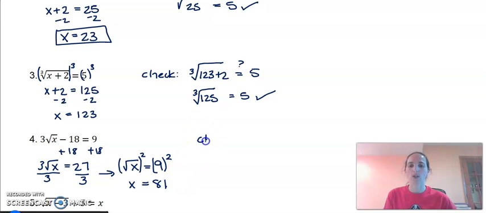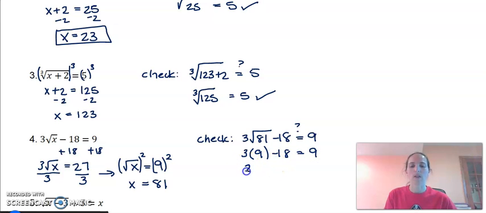And again, you should always check as you're doing these problems. So is 3 times the square root of 81 minus 18 equal to 9? Let's check. So is 3 times 9 minus 18 equal to 9? Is 27 minus 18 equal to 9? Yep, 9 equals 9. We have checked our work.